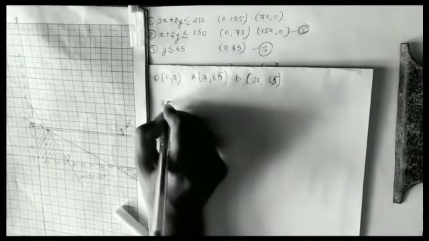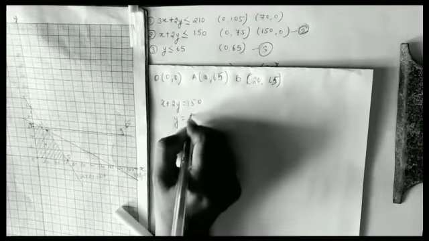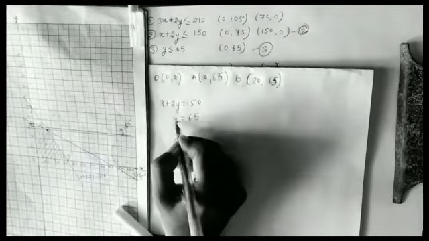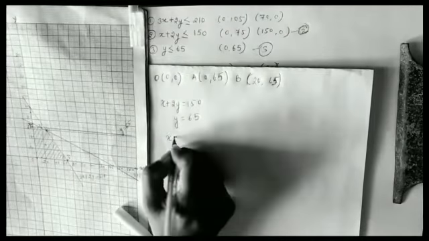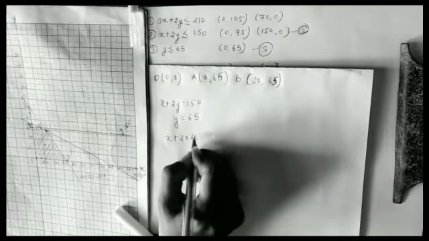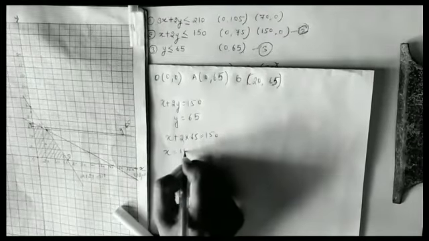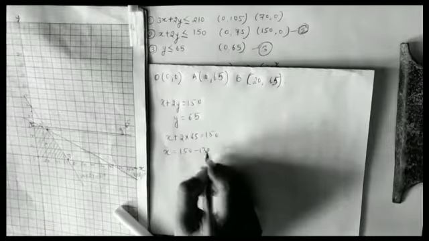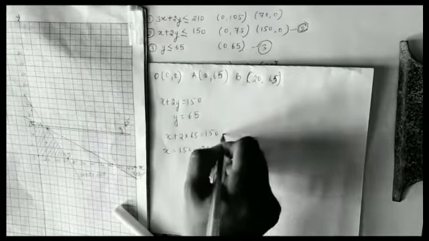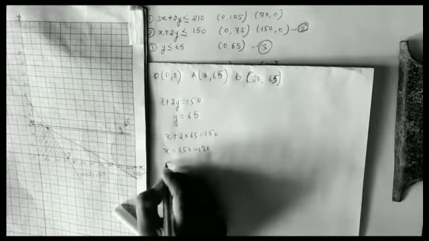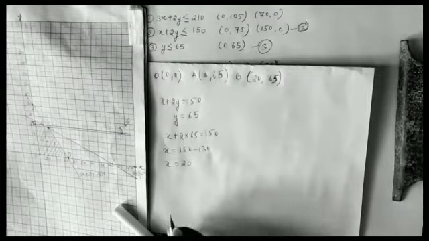How can we solve here? x plus 2y is equal to 150 is one equation, and y is equal to 65 is another equation. Now we can put the value of y in this equation for finding the value of x. x plus 2 into 65 is equal to 150. x is equal to 150 minus 130, since 2 into 65 is equal to 130. When we transfer this 130 to the right hand side, it will be minus 130. So x is equal to 150 minus 130, which is 20.